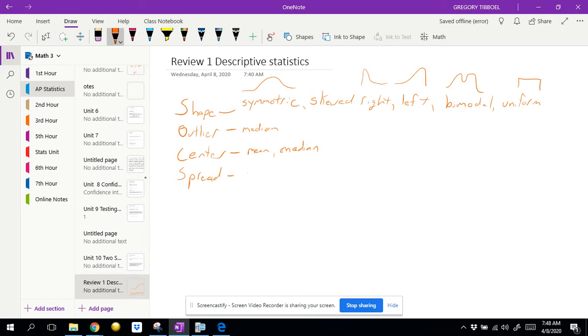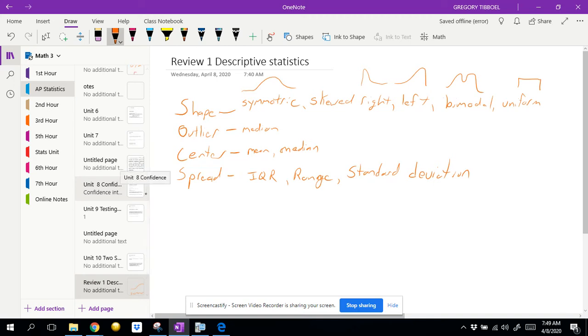Spread, generally, we talk about IQR, range, and standard deviation. And again, all this stuff is talking about individual data, not sampling. This is an individual sample. They give us some data about one sample. They do a sample of 100 people. They give us that data. They don't say what another sample would look like.